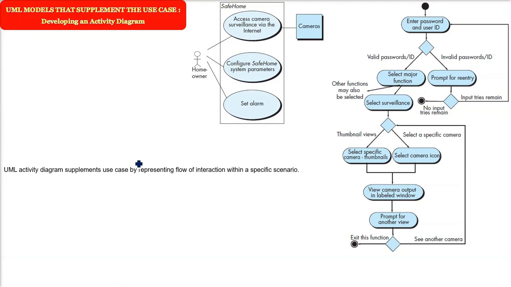Now, developing an activity diagram. The use case has already been made. There are some additional diagrams which can help the use case.